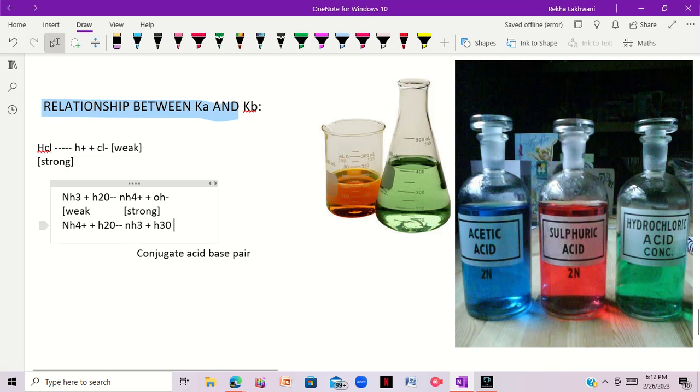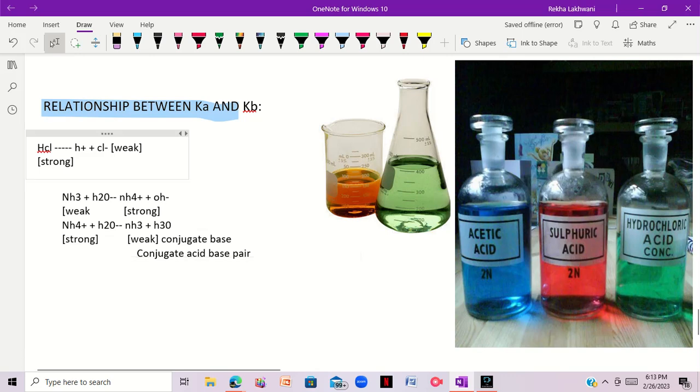So here you can see this ammonium is strong, but this ammonia is weak, right? This ammonium is a strong acid, and it is producing a weak conjugate base. What's the reason behind this? So today we will study about this reason.